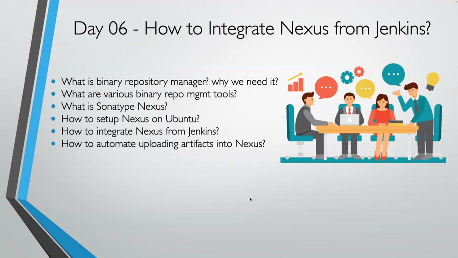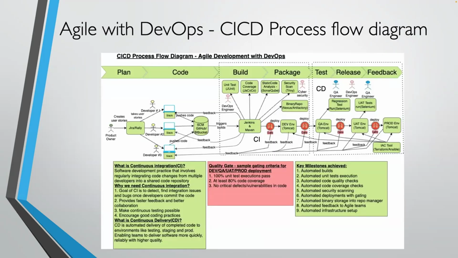Now let's try to understand what we are going to learn as part of day 6. In our previous lecture, we configured a tool called SonarQube, and then we integrated SonarQube with Jenkins in order to automate the static code analysis check. So now we are going to extend our CICD implementation. We are going to set up a tool called Nexus, and we are going to integrate Nexus with our CICD process. That is exactly what we are going to learn as part of today's lecture.